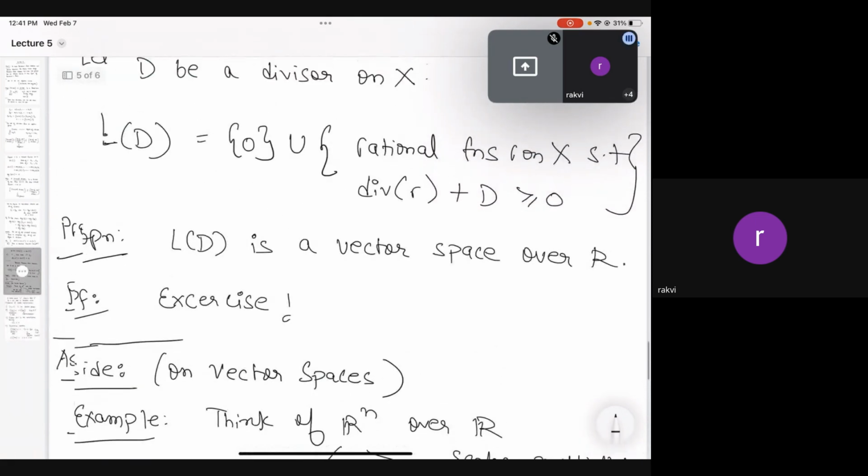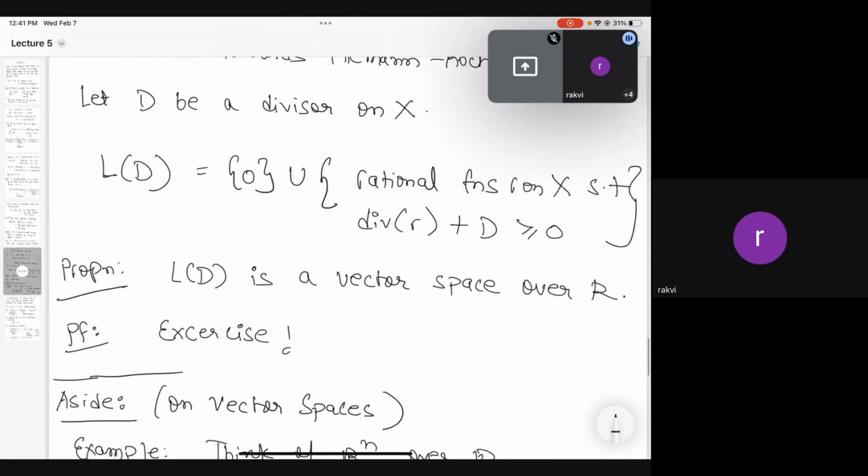So coming back to our divisors, we start with a divisor D and take this set, basically all the functions whose poles are not worse than what D defines or constrains. And this is a vector space over K. And this is an exercise: how do we add and scalar multiply?